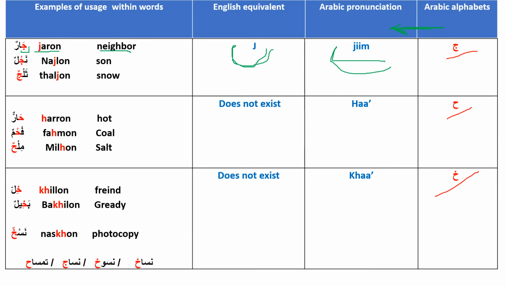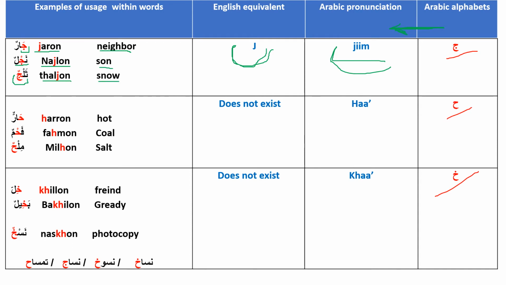In the middle, mostly when it comes after a consonant and before a consonant, it must be attached to the letter that comes before it and after it. However, when it comes after a vowel, like alif and waw, it is separated. Like in the word here, najlun, which means star. At the end, like thaljun, it must be attached to the letter before it. Thaljun means snow.